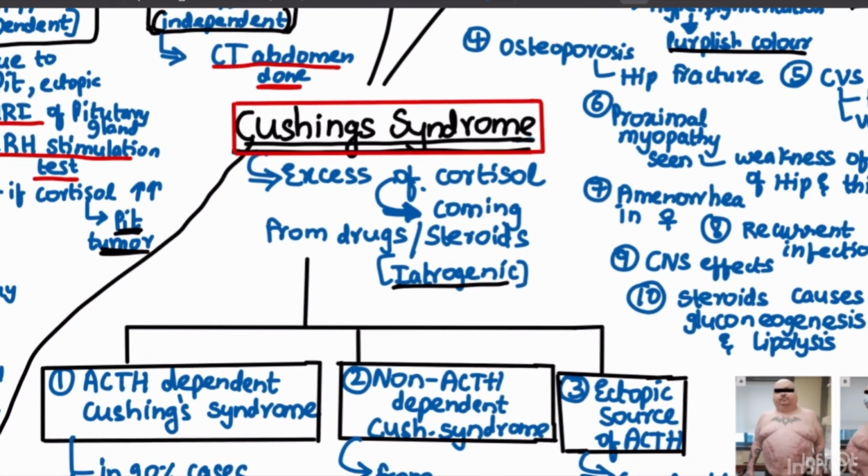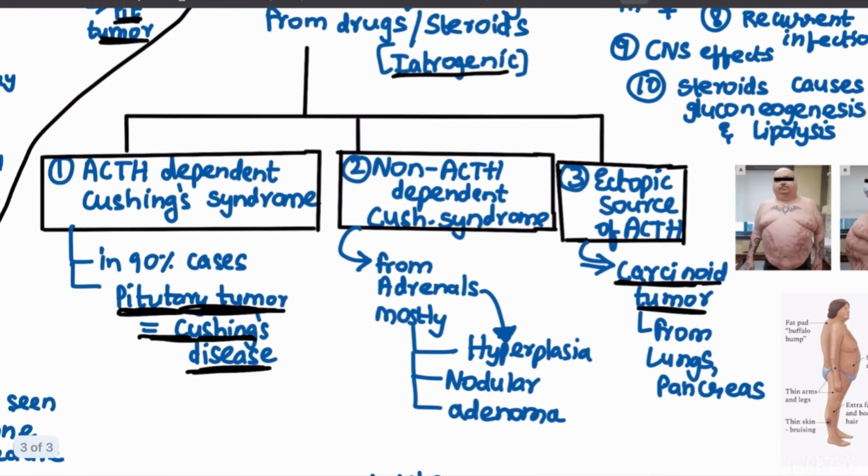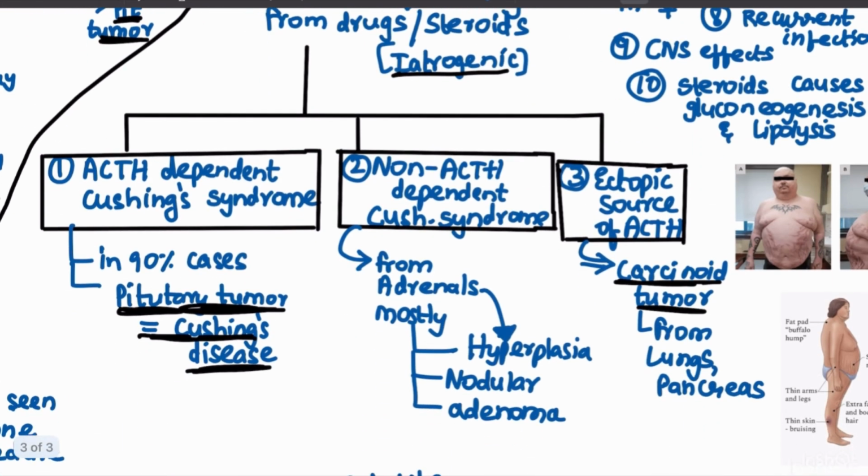Today's topic is Cushing syndrome. Cushing syndrome is due to excess of cortisol coming from drugs, steroids, iatrogenic cause. There are three types of Cushing syndrome: ACTH dependent Cushing syndrome, non-ACTH dependent Cushing syndrome, and ectopic source of ACTH.